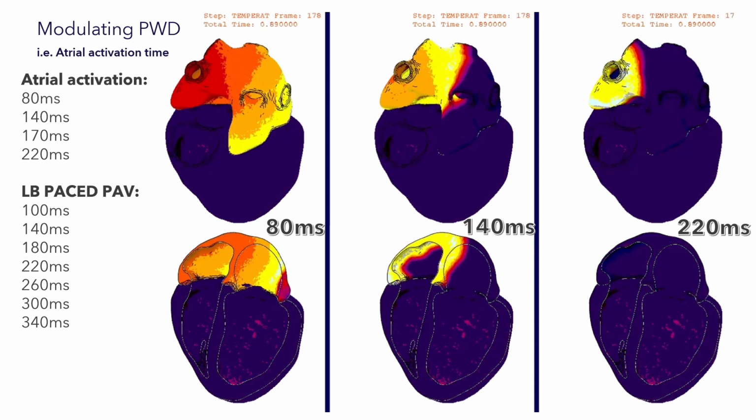to 340 milliseconds. So a snapshot just so you can see the comparison between our slowest model and our fastest model. At 80 milliseconds, the 80 millisecond duration P wave has completely activated the atria, but only a quarter has been activated by our slowest model, right?